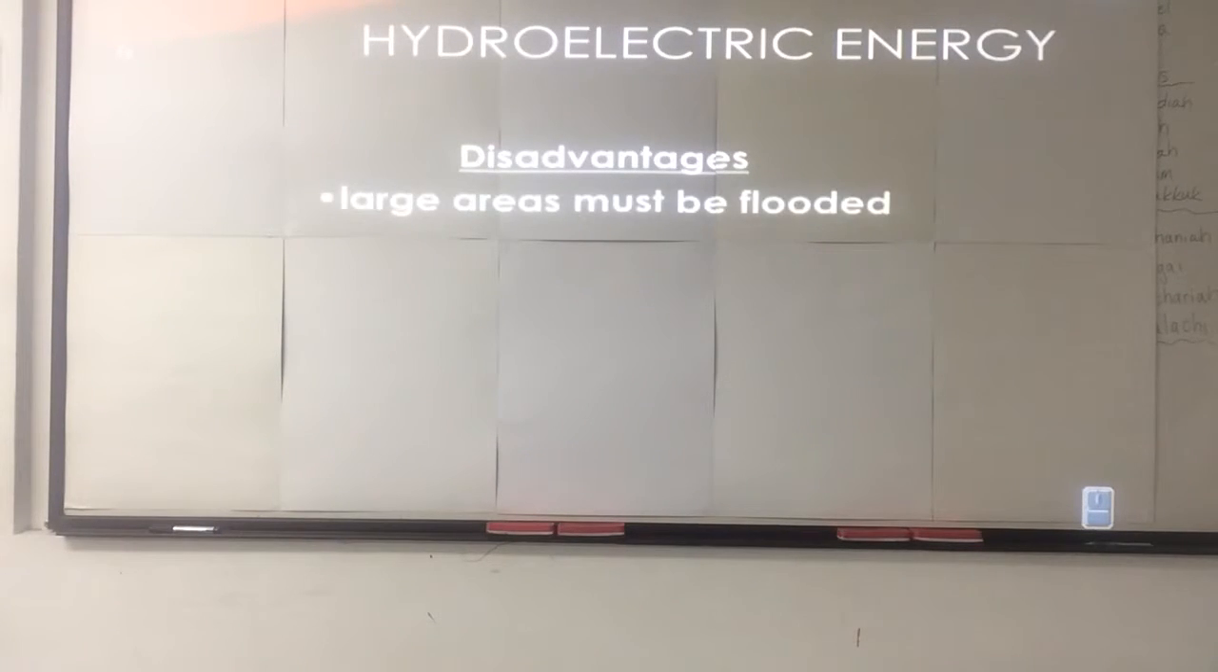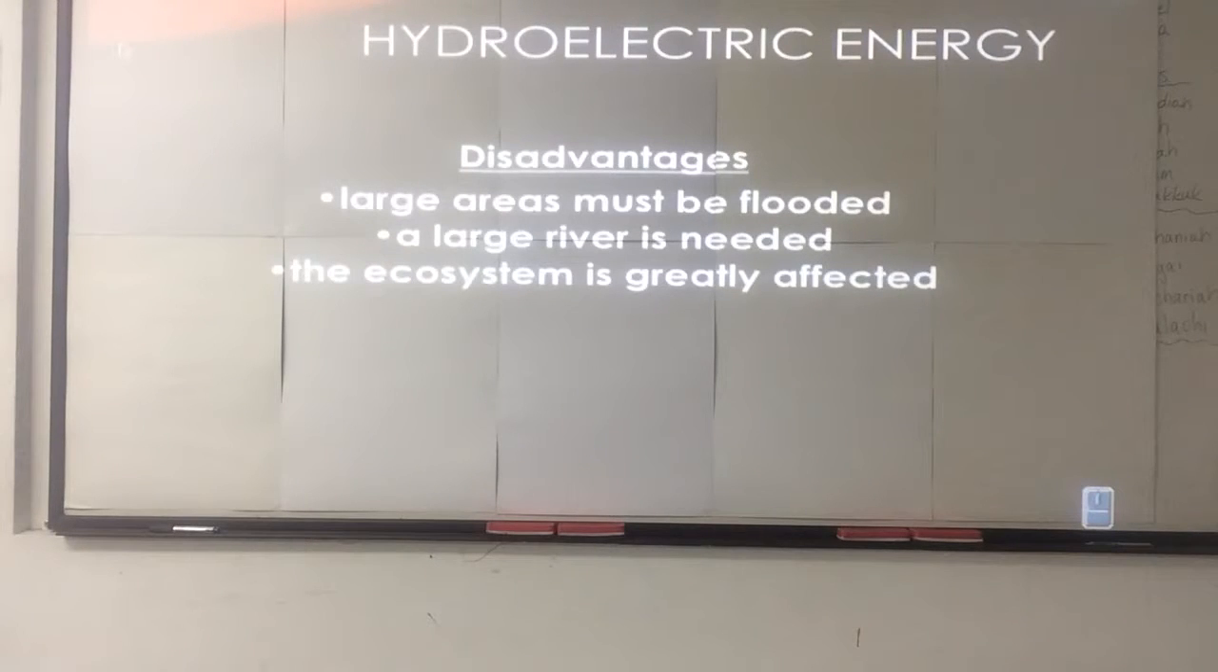Now there are some disadvantages to hydroelectric energy. The first one is you need a large area, because when you make this reservoir, it's going to flood a very, very large area. The second one is a large river is needed. You can't use a small river to make hydroelectric energy. It's not powerful enough. The third one is when the area is flooded, the ecosystem before and after the dam is greatly affected.